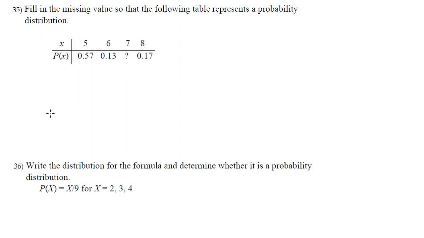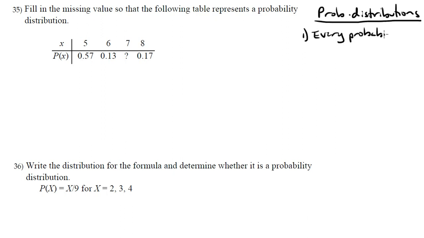Okay, so 35, 36, 37, 38 are all speaking about probability distribution, so we'll do those all in one. There's two major rules for probability distributions. Those two rules are: one, every probability must lie between 0 and 1, inclusive.